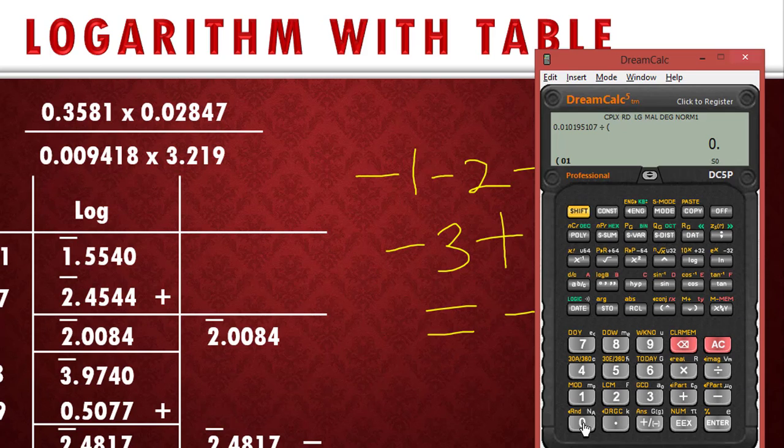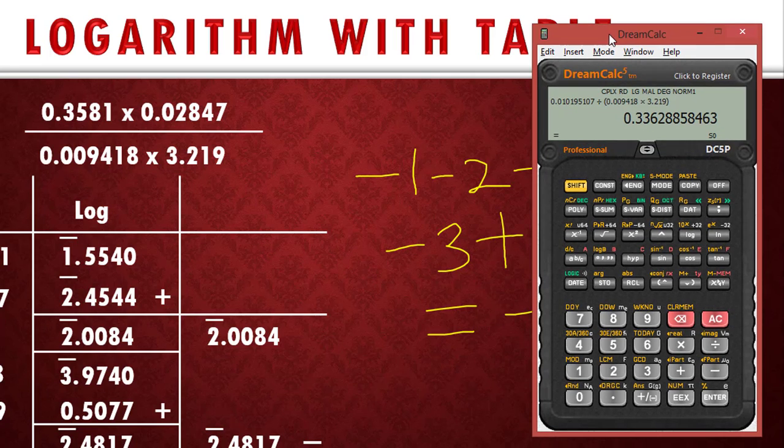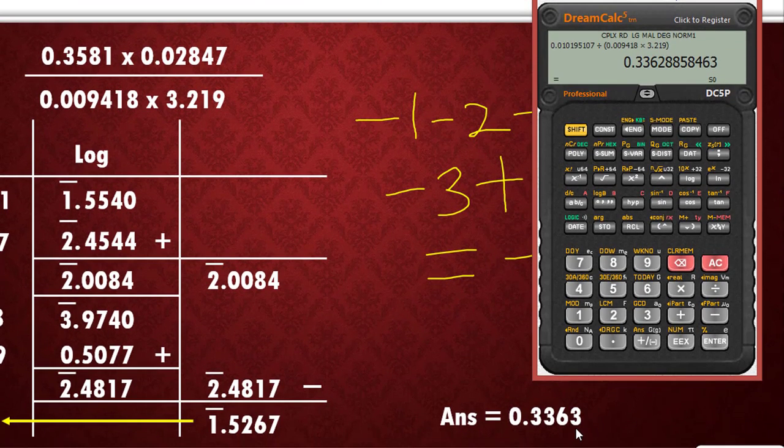Then 0.00941 multiplied by 3.219. Then close the bracket and then press equals or enter, and then check the answer and see if it tallies. We have 0.3363 if you approximate it, and look at the value we have here. That means our answer is correct.